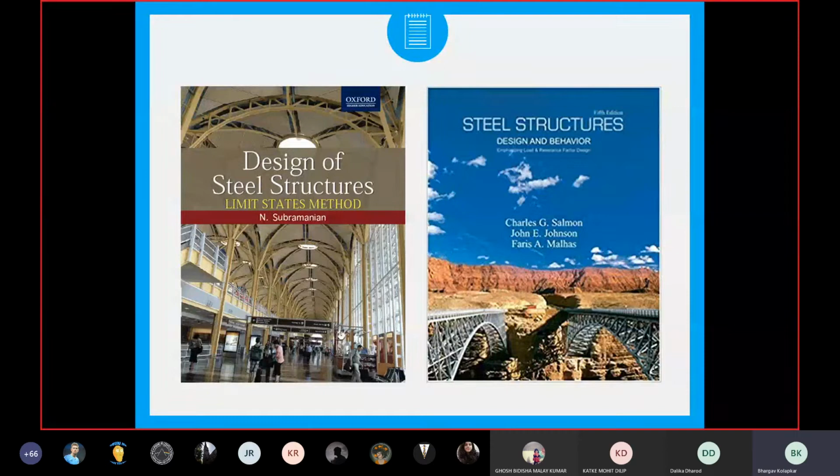So the books that I recommend for this subject are The Design of Steel Structures, which is by N. Subramanian. And if you want to go beyond and look at very fundamental concepts, there's this book by Salmon, Johnson and Malhas, which is named Steel Structures. The first one is very easy to find. You can get it in any bookstore. Perhaps you might have it in your library. So this course has been heavily based on this particular book because I think this is very precise.